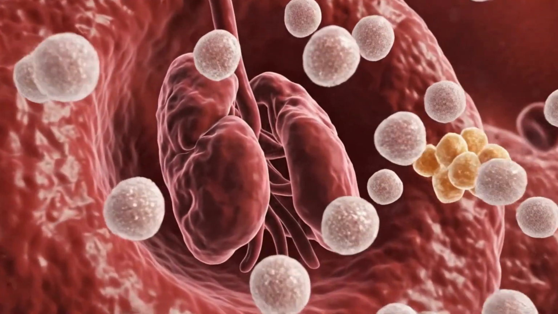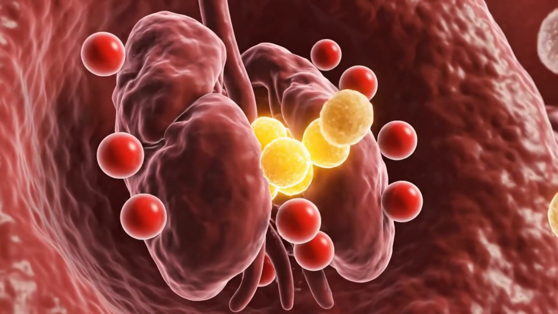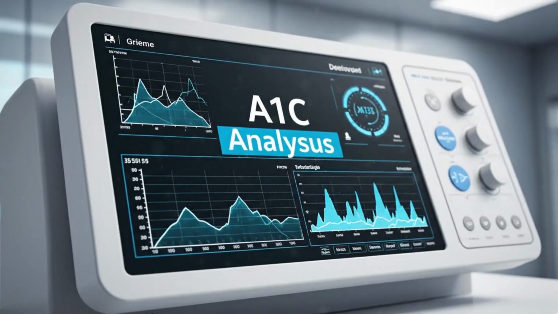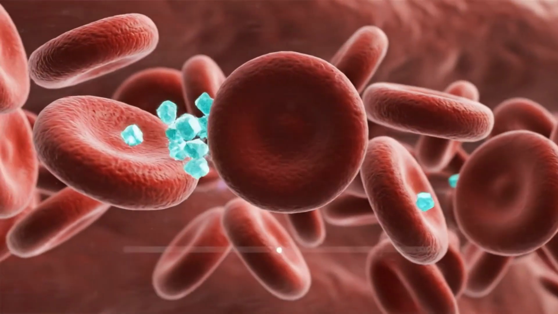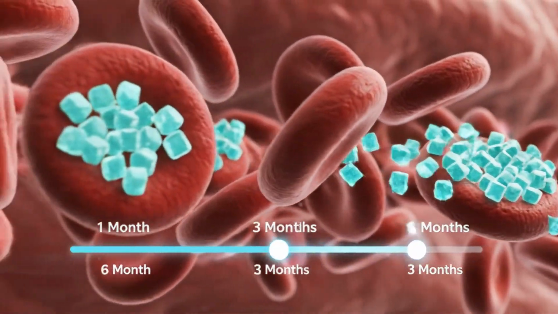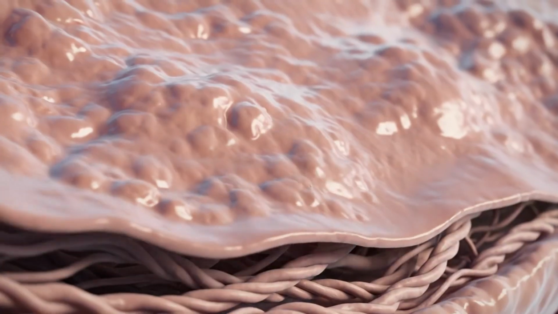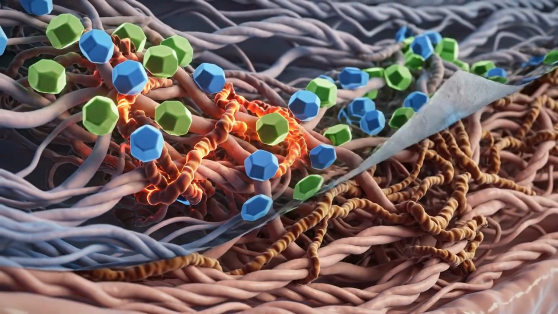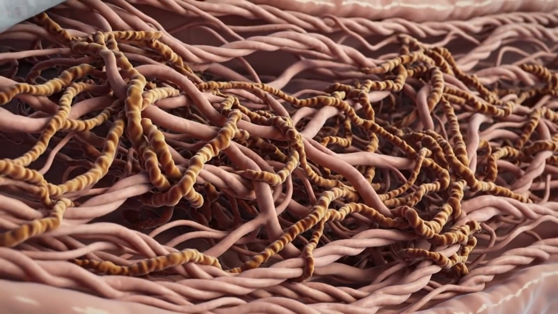Hemoglobin, the protein that carries oxygen in the blood, is also affected by glycosylation. This is measured by the A1C test, which reflects how much sugar has been attached to hemoglobin over time. Higher A1C values indicate prolonged sugar exposure and greater protein damage, even if symptoms are not yet obvious.